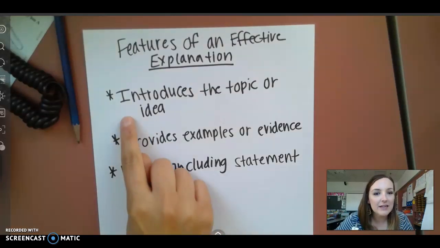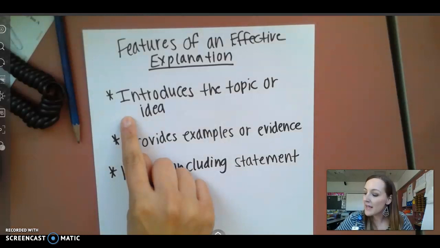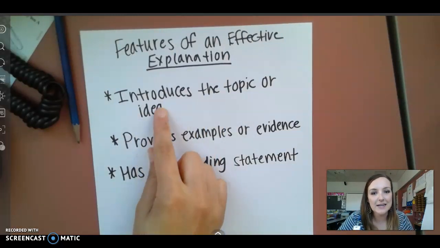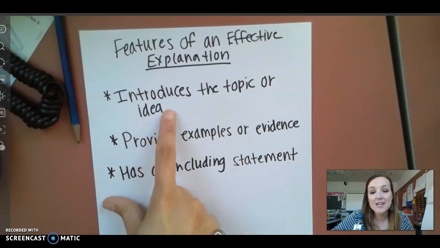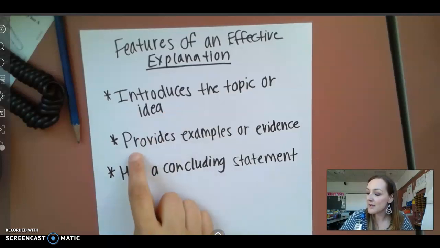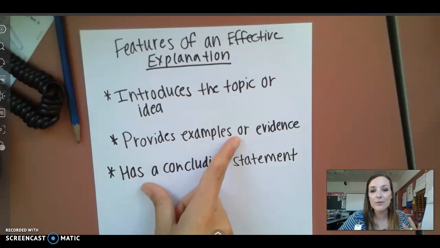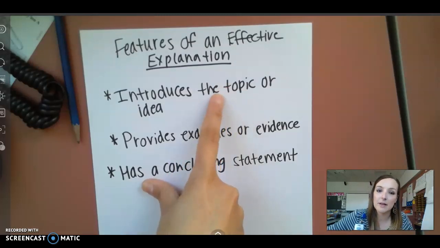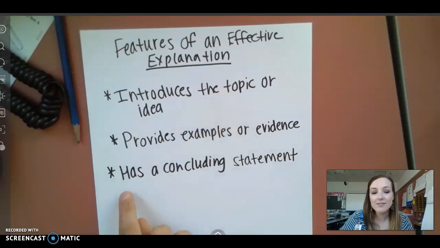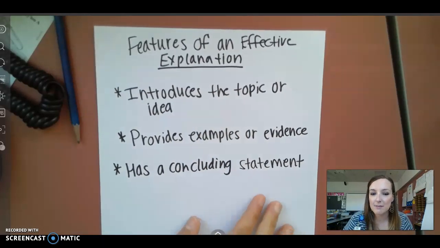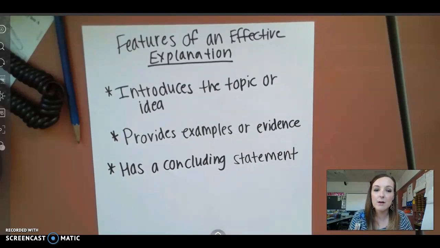So the first thing that we find in an effective explanation is that it introduces the topic or idea. And so that means it tells you what it is that you're going to be reading about, and it's going to be explaining it. The second part we see is that it provides examples or evidence. So you'll see some examples of whatever topic has been introduced. And lastly, we see that it has a concluding statement. That just means it kind of wraps everything up so that we know that this section or this topic will be over, and then we'll be moving on to a new topic in our writing in the next section.